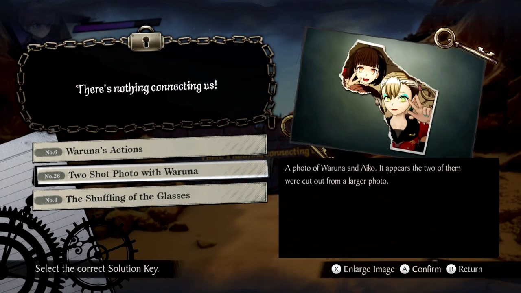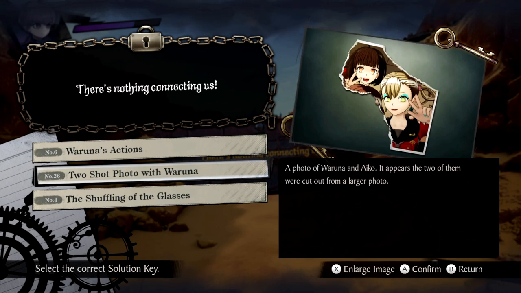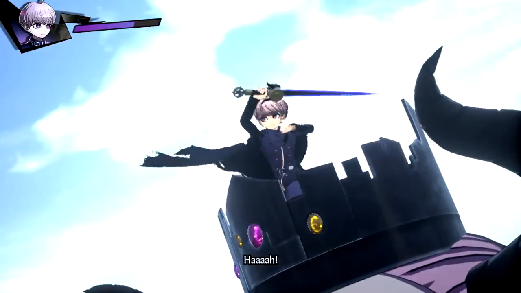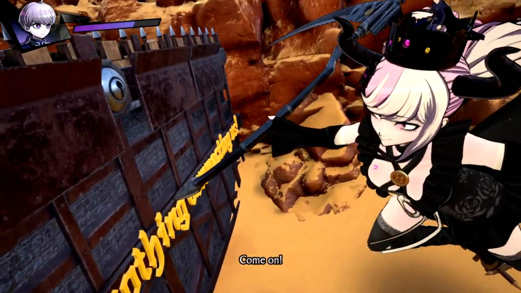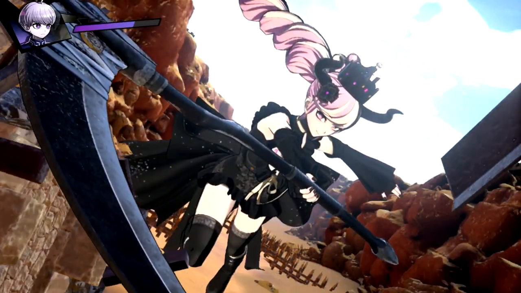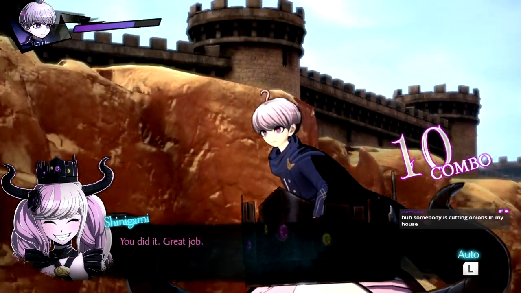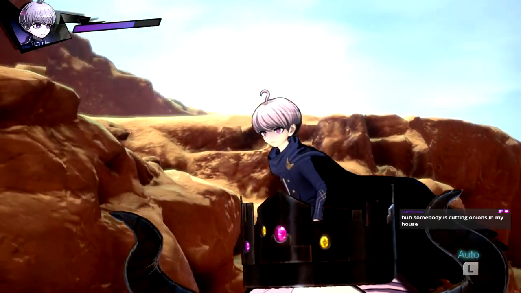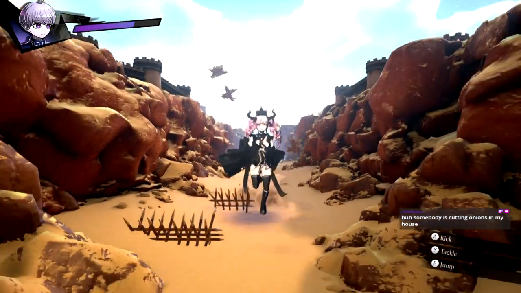A photo of Warina and Aiko. It appears the two of them were cut out from a larger photo. You're wrong! Huh? Come on! You did it! Great job! That's right. Here I go!